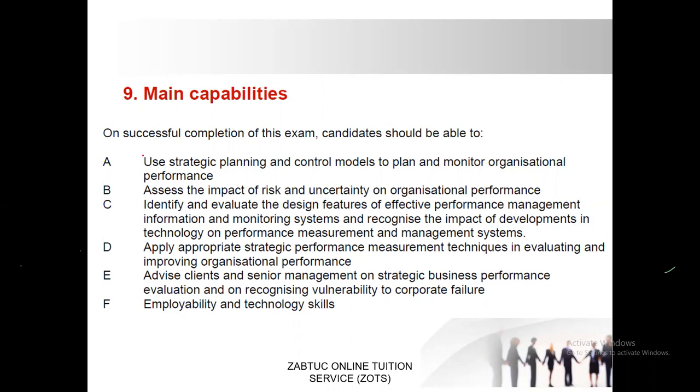Number one, look at the word. You're expected to use, not to explain, no, but to use. To use what? Strategic planning and control models. So we've got some models here. In the first area, we're talking about planning and control, very important components of performance management. So are you able to use strategic planning and control models to plan and monitor organization performance?